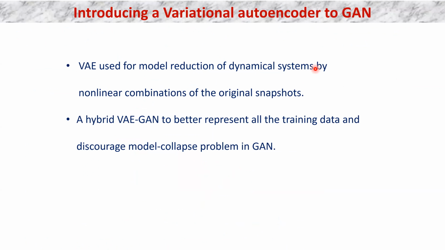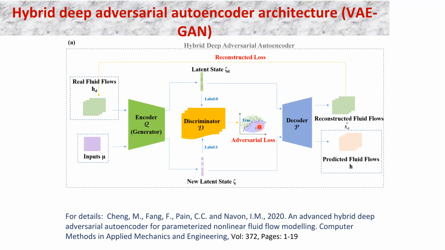Now, the next step. The variational autoencoder is good for model reduction, especially for nonlinear fluid dynamic systems. Now I want to combine this method with the GAN, the generative adversarial neural network. When combined with the GAN, it better represents all the training images and also avoids some issues in the original GAN, for example the mode collapse problem in the GAN. So this is a really good combination.